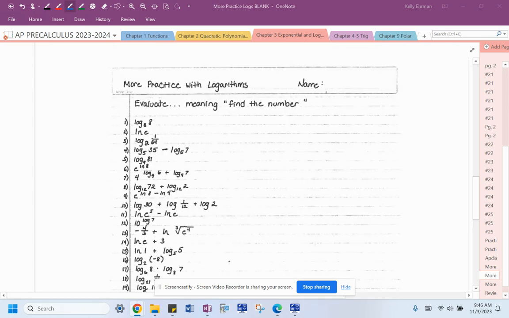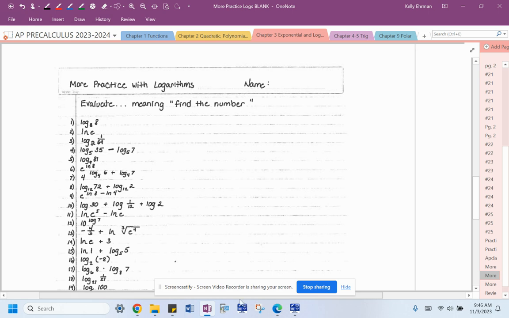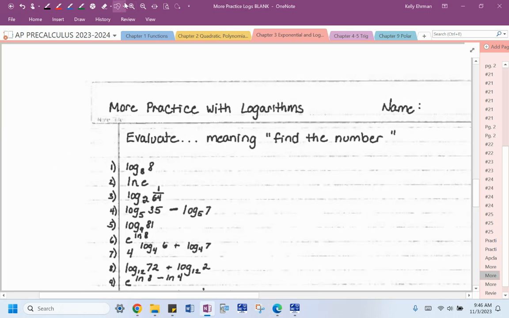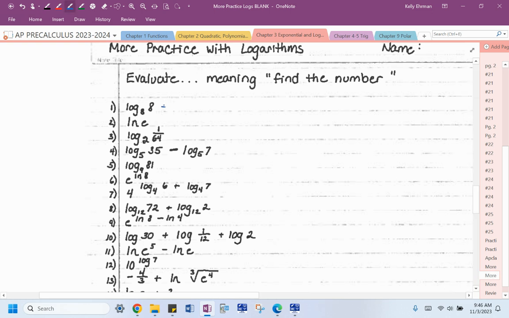All right, so this side of the worksheet is the side that is required for homework. And we're just going to go through how to evaluate and condense and simplify all of these. So the log base 8 of 8 is equal to 1 because 8 to the power of 1 is 8. Remember, evaluate means find the exponent. It says meaning find the number, but that's really the exponent in most cases if it's a logarithm.